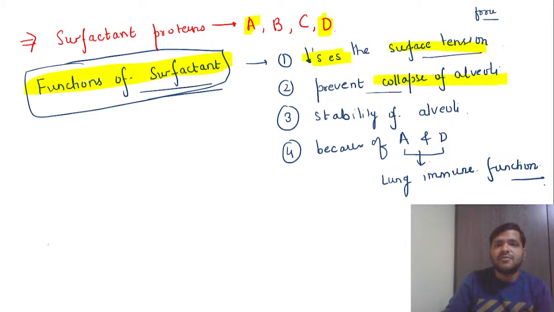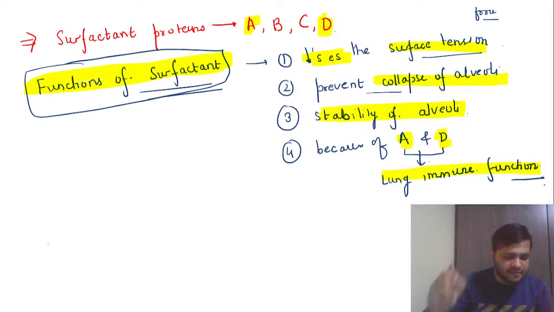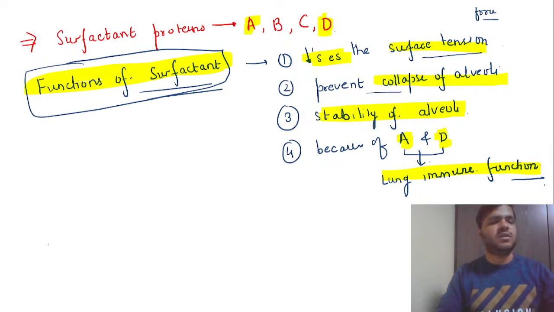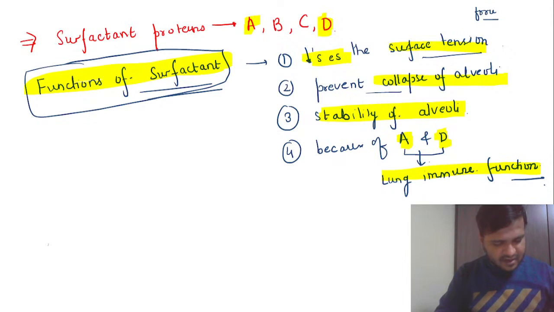It prevents the collapse of alveoli. It is there for the stability of the alveoli, and immune functions are performed by proteins A and D, which are the surfactant proteins. So I hope it's clear to each one of you now. Just give me a thumbs up, guys, that everything is clear and understood.